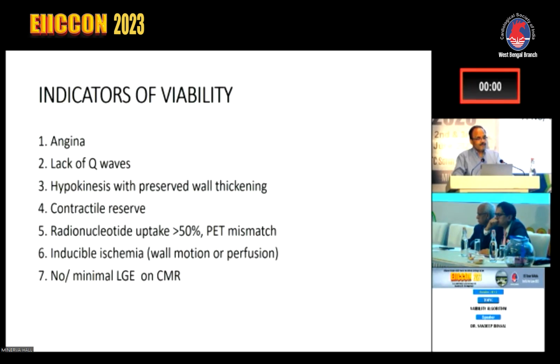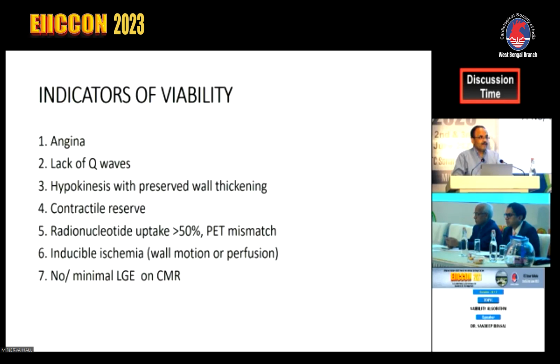And on dobutamine stress echo, particularly, if you have a new inducible increase in the contraction, that is again a predictor of myocardial viability, because it tells you that this patient has contractile reserve.